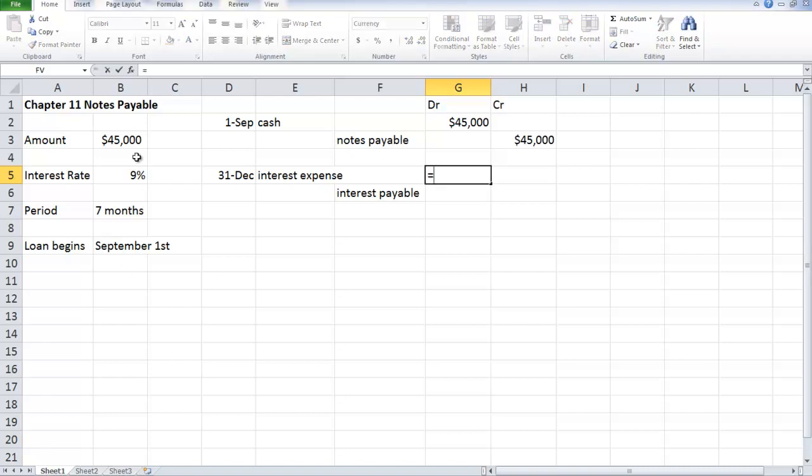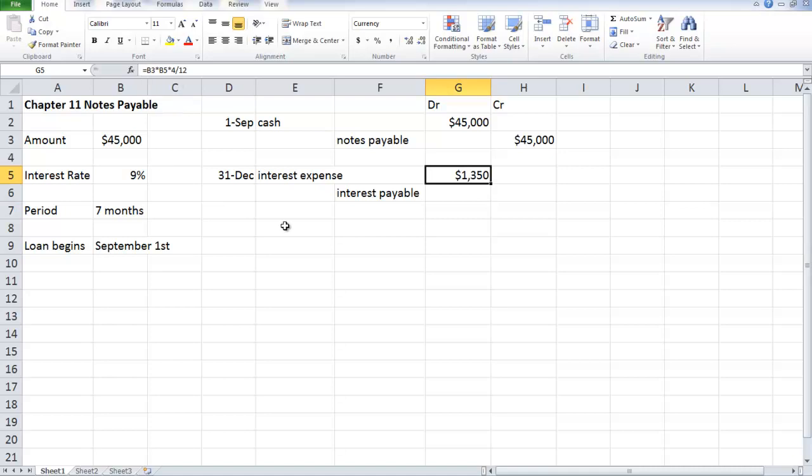Okay, so we take the amount of the loan, multiply that times 9%, and then we multiply by 4 months of the year, because we're accruing interest from September 1st to December 31st. So that gives us $1,350.